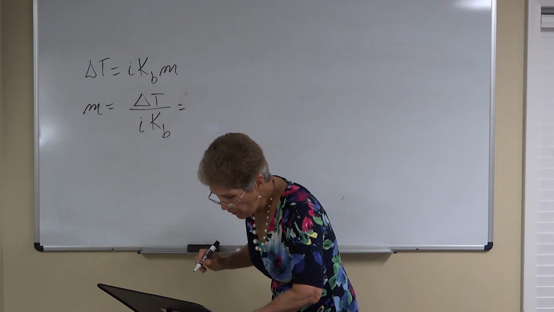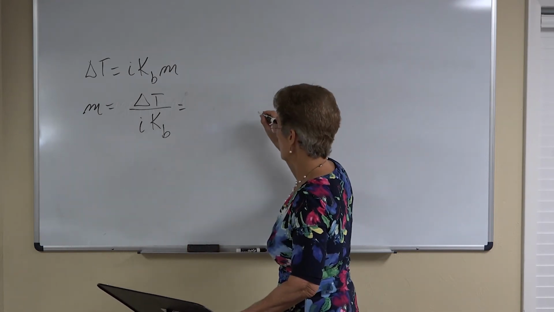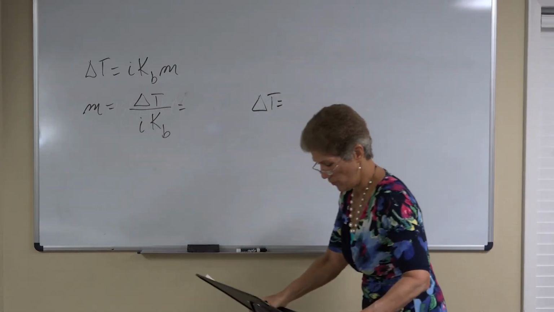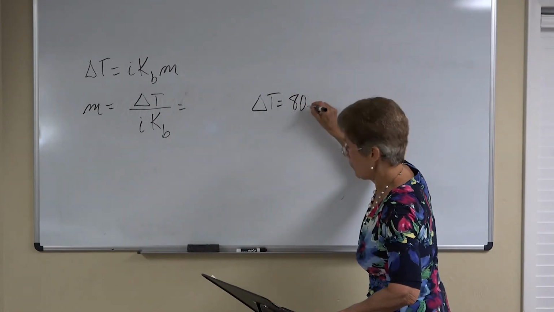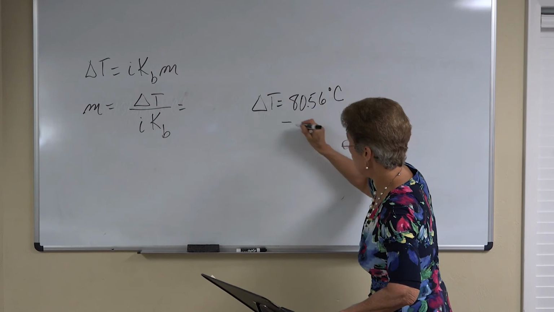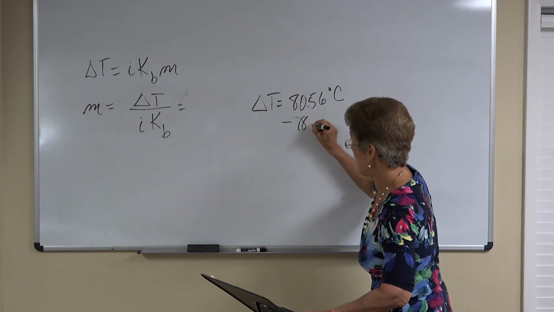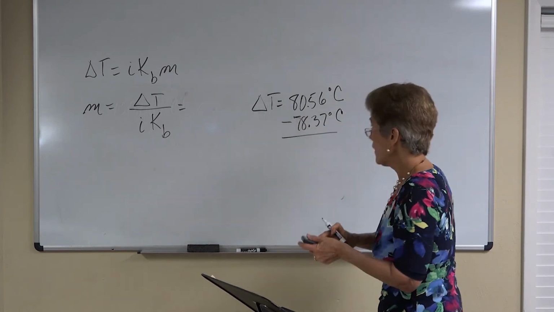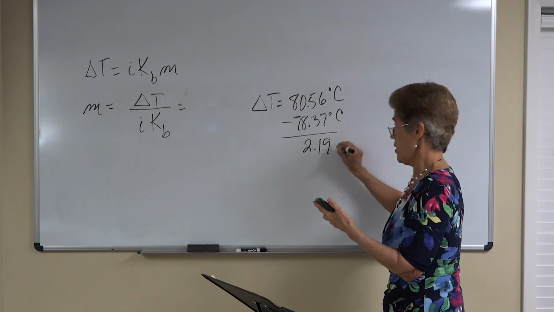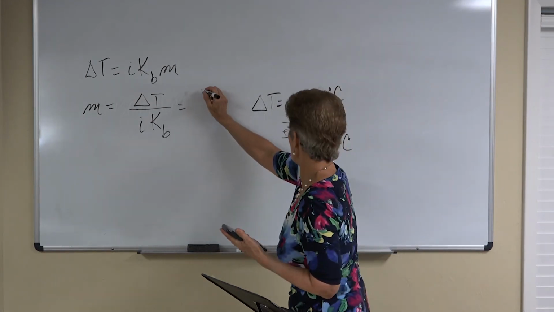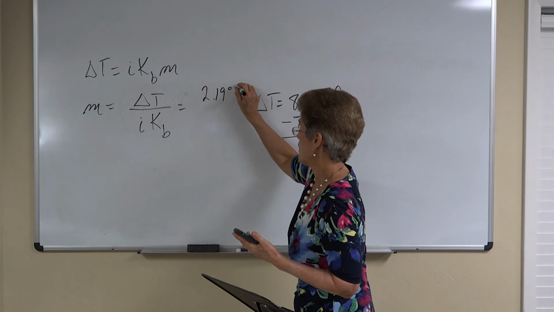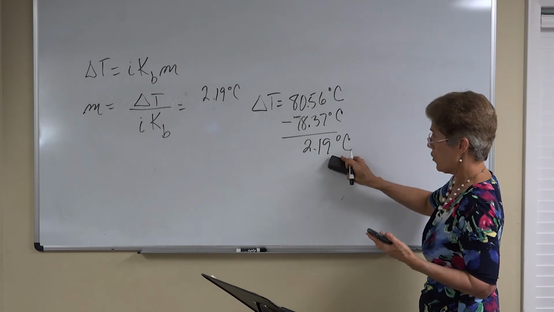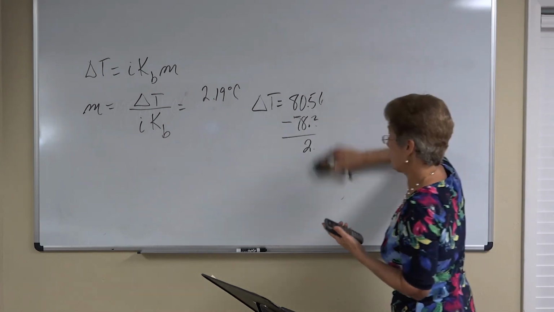Now, remember, the change in temperature equals the final minus the initial. And the final is 80.56 degrees Celsius minus the initial, which is 78.37 degrees Celsius. That's a 7. And so 2.19 degrees Celsius. I just took the final minus the initial, and that gave me my change. Remember, we're adding or subtracting, so you have to go to the least precise, which is to the hundredths place.